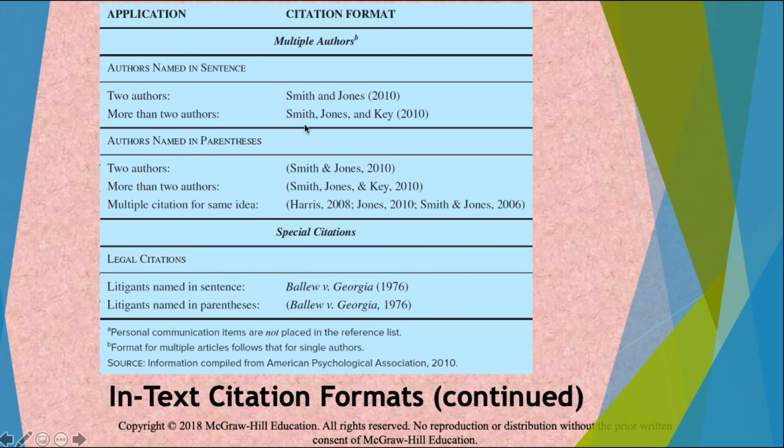Another, for two authors: Smith and Jones, 2010. And if you have more than two authors: Smith, Jones, and K, 2010. But if it is within brackets, instead of using the word and, we use the sign &. Others are similar.